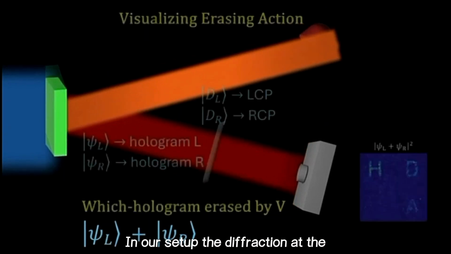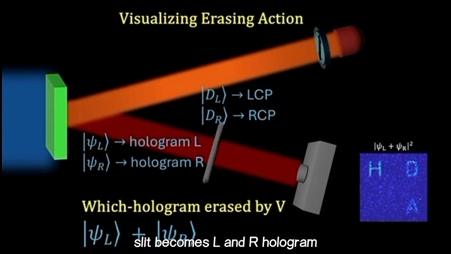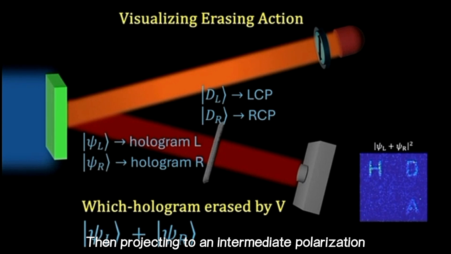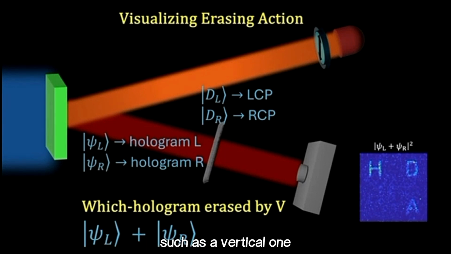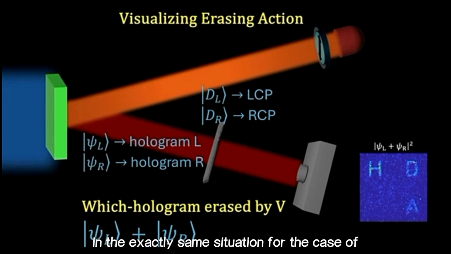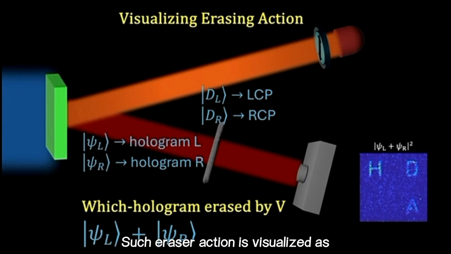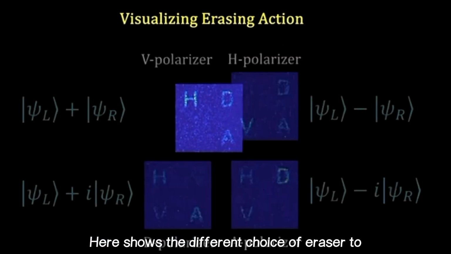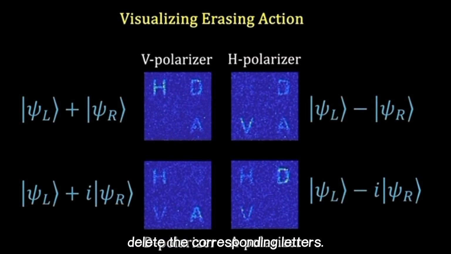In our setup, the diffraction at the slits now become L and R hologram, while two detecting paths become two polarization channels in the idler arm. Then projecting to an intermediate polarization, such as a vertical one, we get back a superposition of two holograms, in the exactly same situation for the case of double slits. Such erasure action is visualized as a deletion of letter V. Here shows the different choice of eraser to delete the corresponding lattice.